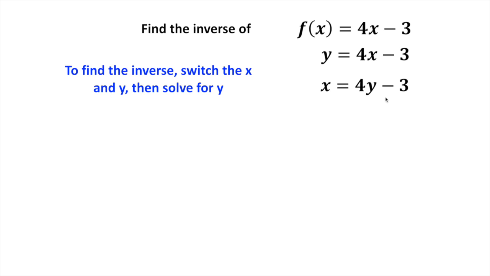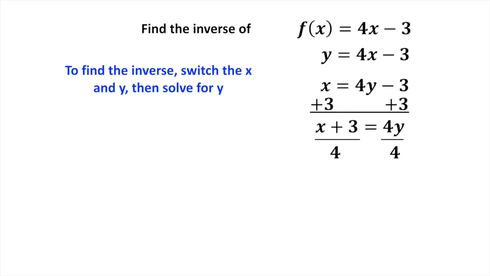Okay, so let's solve it for y. In order to solve it for y, I need to get this -3 over to the other side, so that means I'm going to add 3 to both sides. Then I end up with x plus 3 equals 4y. I need to get y all by itself, so I'm going to divide both sides by 4. So then I end up with y equals x plus 3 divided by 4. So this is my inverse.